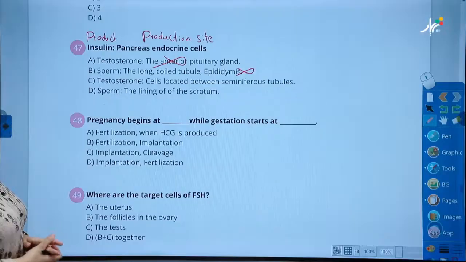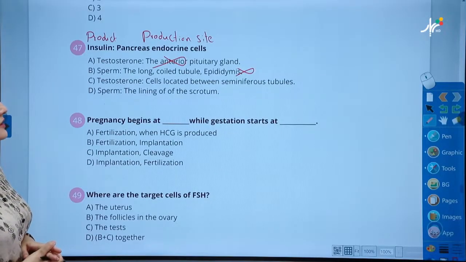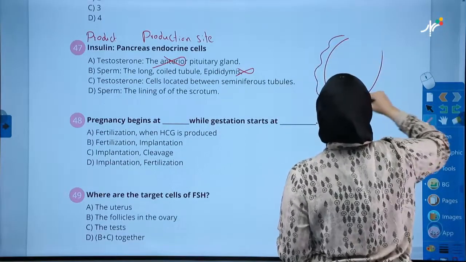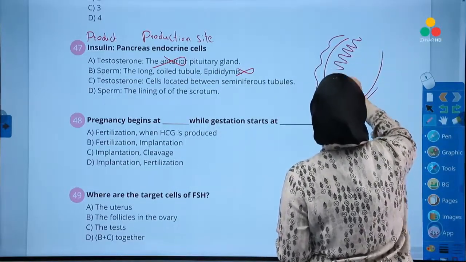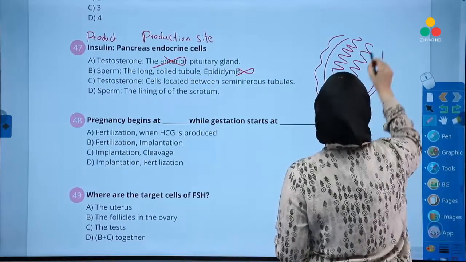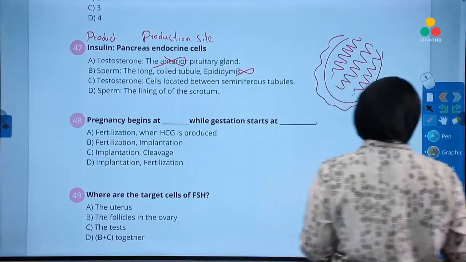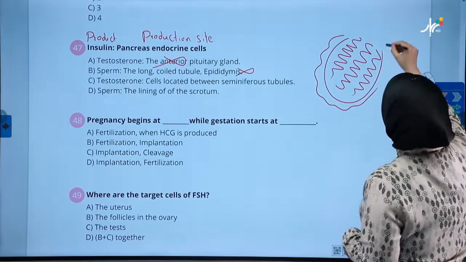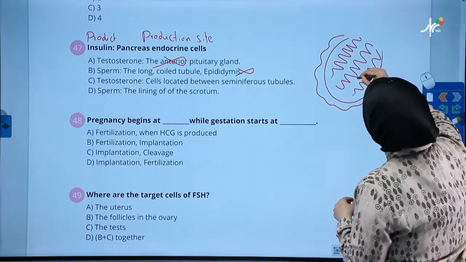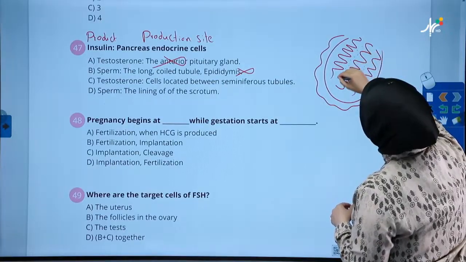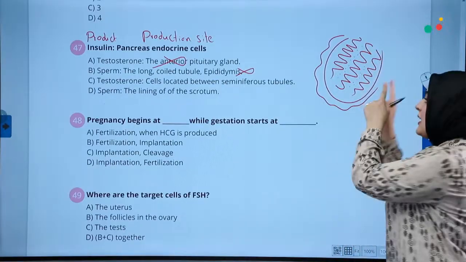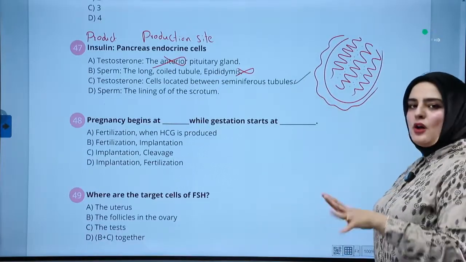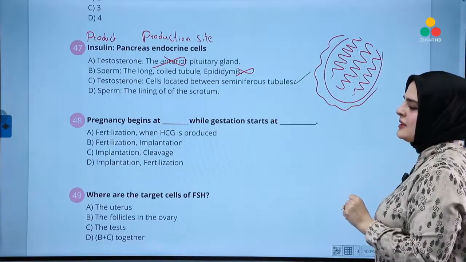As for testosterone, again, it says cells located between the seminiferous tubules. If we're drawing a testes like that, this is the scrotum, there are so many of these small tubes, okay? These are the seminiferous tubules, okay? There are so many of them. The testosterone is made by the cells located in between these, okay? Not inside the seminiferous tubule. So this one is right, but let's hold our answer and try to figure out what the last one is saying.